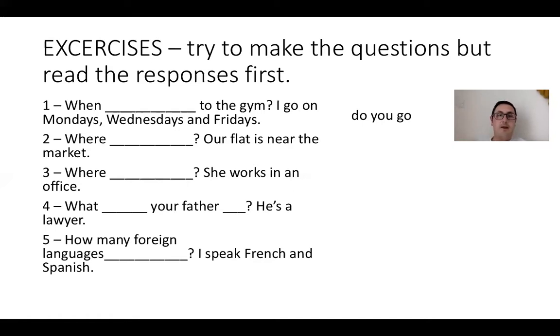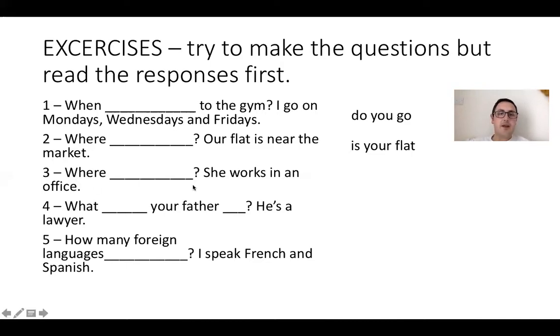Now, look at the response. Our flat is near the river market. So, is, the verb to be. So therefore you have, where is your flat? Okay, where is, then the subject, your flat. Just like this, verb to be before the subject.